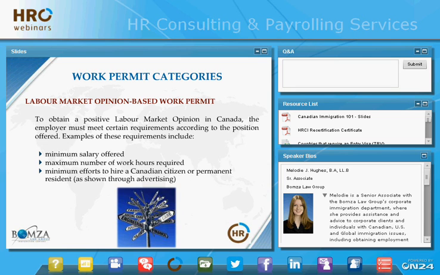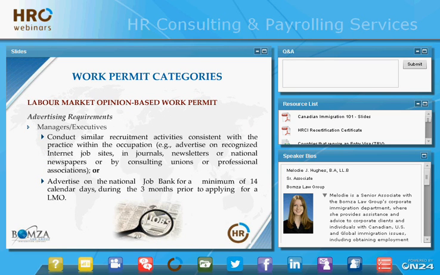company's efforts to hire a Canadian citizen or permanent resident first. That's their way of testing the labor market, and that's typically shown through advertising. Service Canada does have some minimum mandatory advertising requirements to demonstrate that the company has made the necessary recruitment efforts to hire a Canadian before a foreign national. These advertising requirements vary depending on the nature of the position.